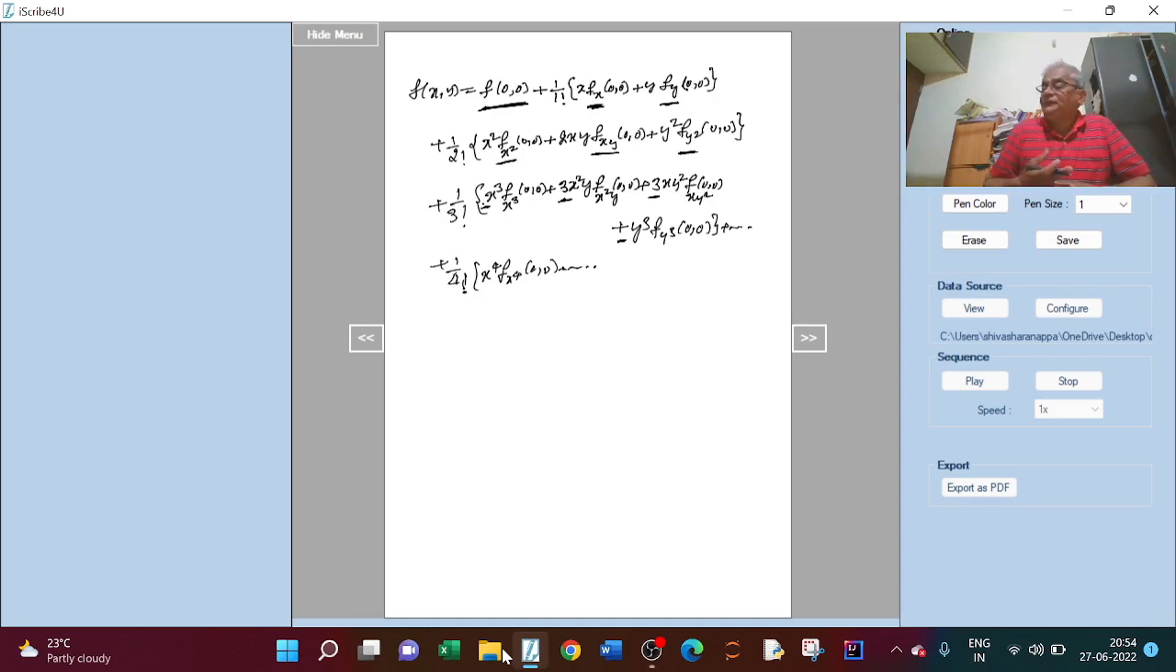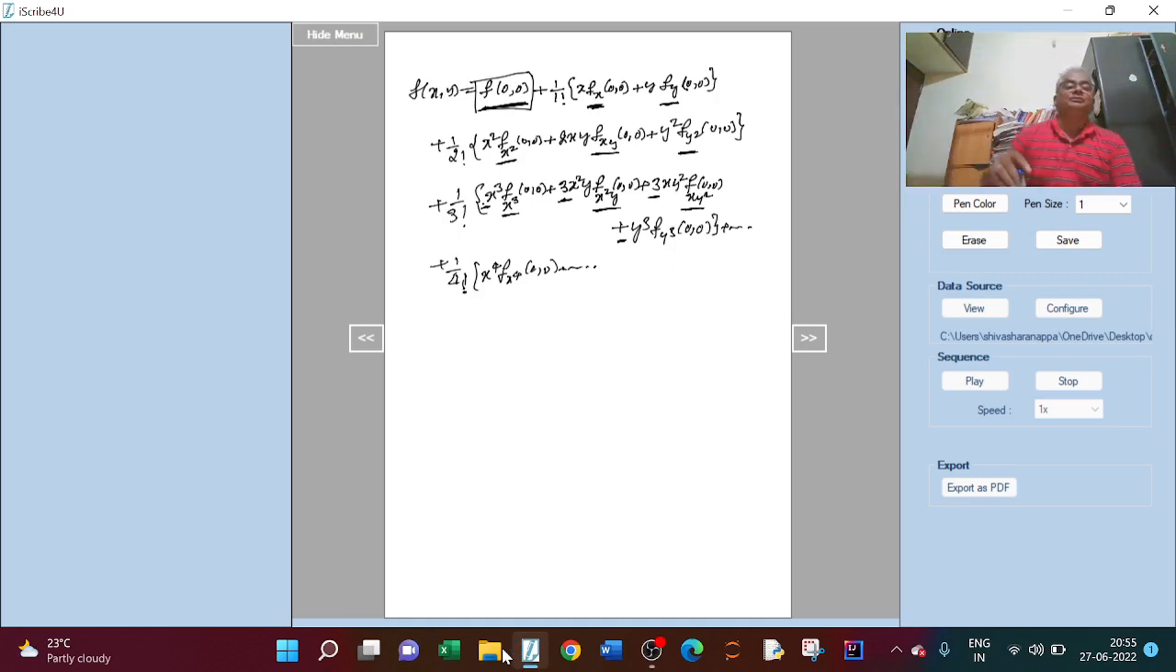Okay, and similarly we go for this one, third derivatives: fx cube, differentiation of f with respect to x 3 times; fx square y, derivative of f with respect to x 2 times and with respect to y 1 time. Next, this is derivative of f with respect to x 1 time, y 2 times.